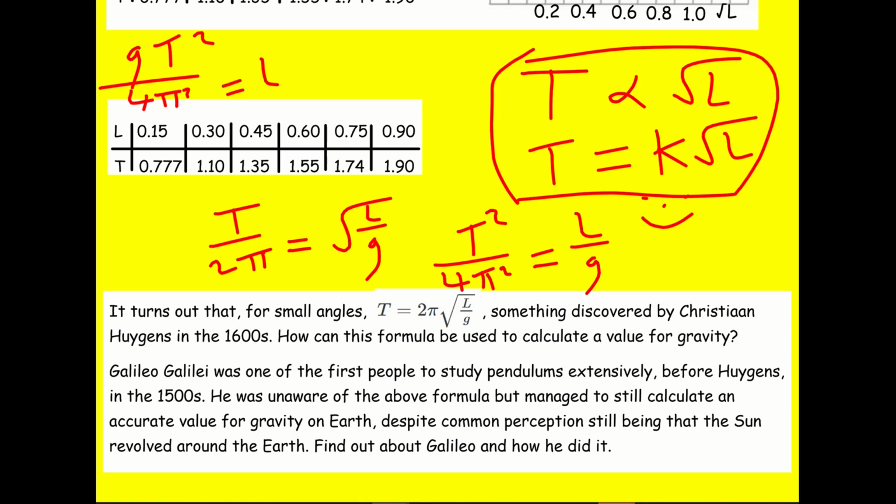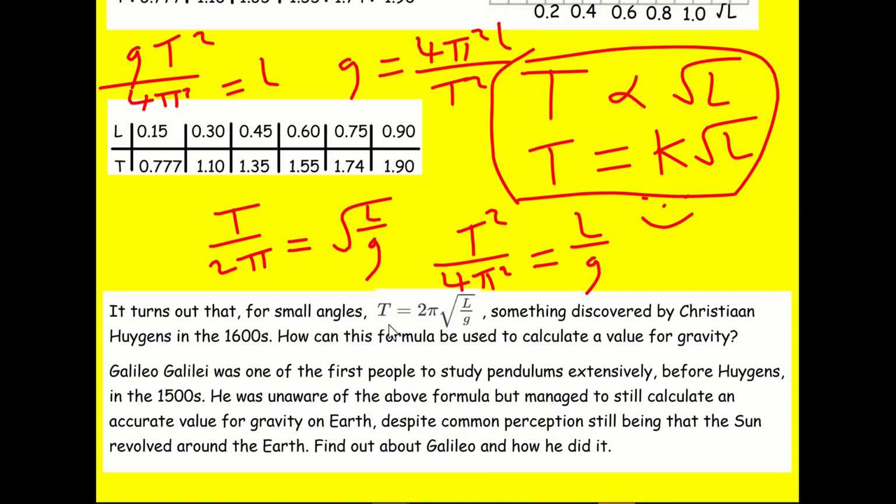And then finally, I could rearrange this to make g the subject. I could multiply both sides by 4 pi squared. So g is 4 pi squared L. Isn't it amazing that g seems to be linked to the value of pi? And then I would divide by t squared. So I could measure my length of string, do different pendulums and calculate the time period, and that would allow me to calculate gravity, something that you could do at home. It's quite an amazing idea that you can calculate gravity in this way.